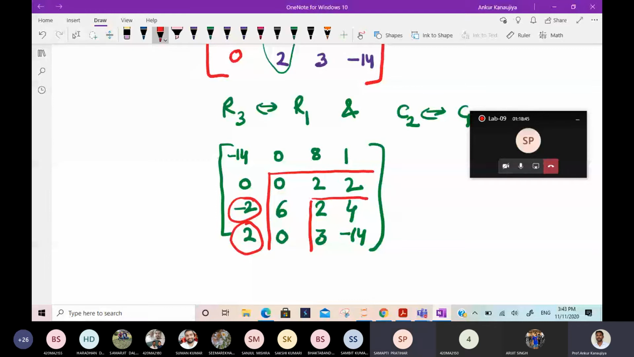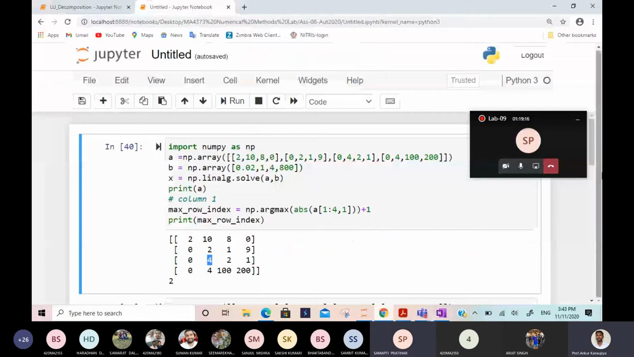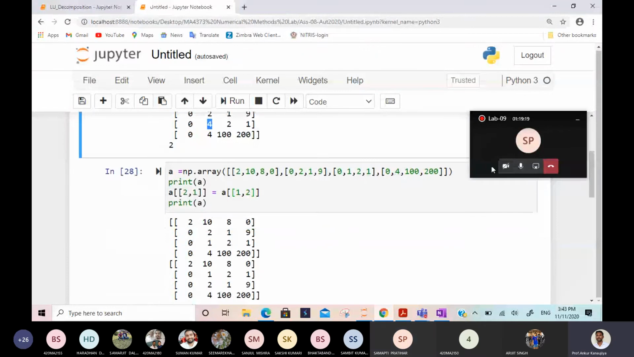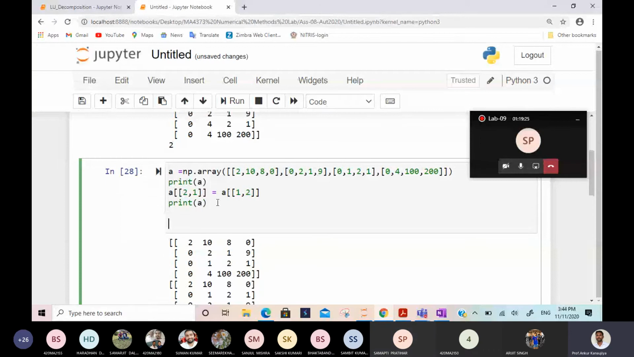And every time you perform the row operation, you have to first find the maximum, then column interchange, row interchange. The remaining thing is fine. First find the maximum and interchange. I already explained how to find the maximum and how to interchange the row. Can you tell me how to interchange the column? What code do I have to write so that the column will interchange? Like here, this is the interchanging of row 2 with row 1. Tell me what to write so that it will interchange the column.